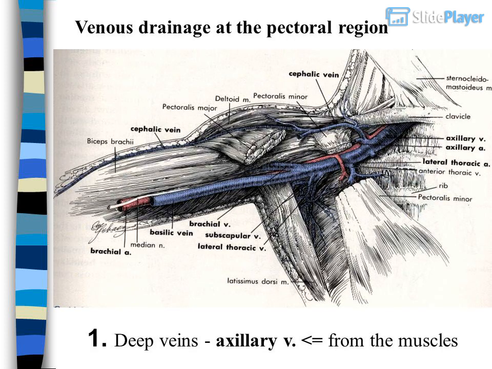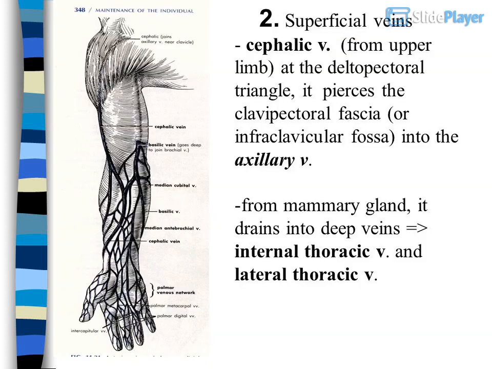Venous drainage of the pectoral region. 1. Deep veins, axillary vein, drain from the muscles. 2. Superficial veins, cephalic vein. From the upper limb, at the deltopectoral triangle, it pierces the clavipectoral fascia, or infraclavicular fossa, into the axillary vein. From the mammary gland, it drains into deep veins, the internal thoracic vein and lateral thoracic vein.